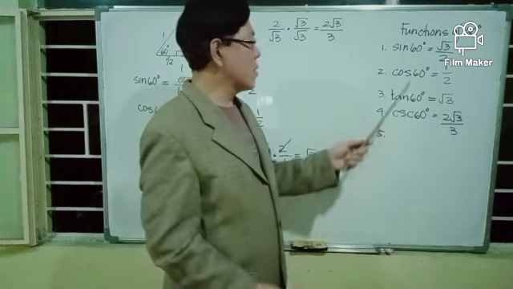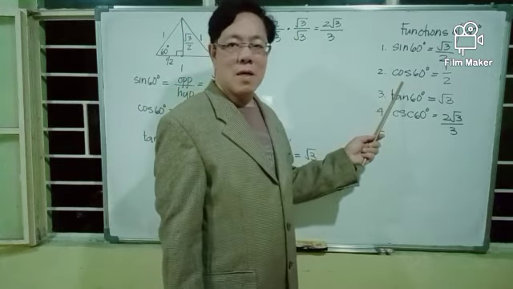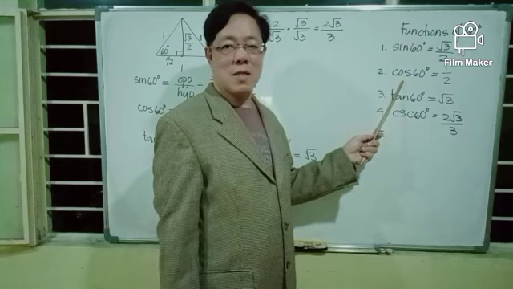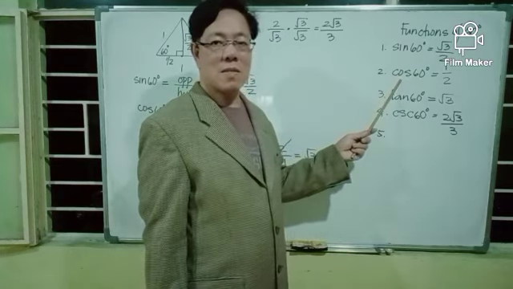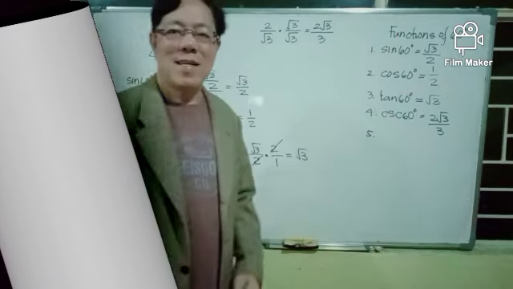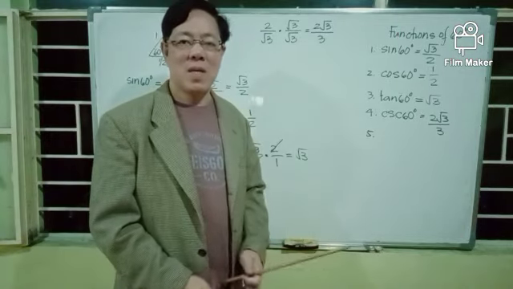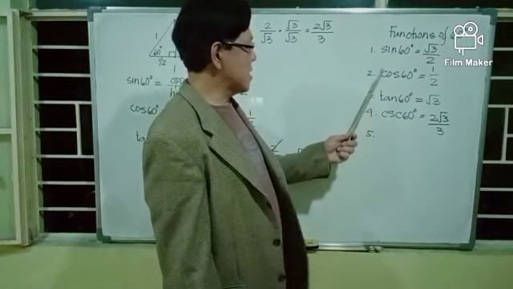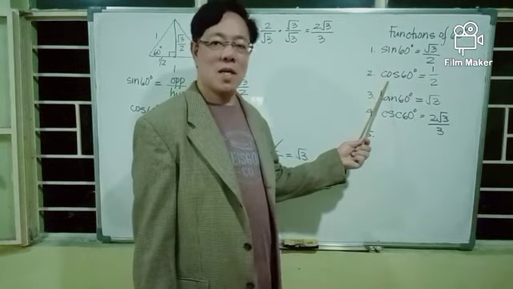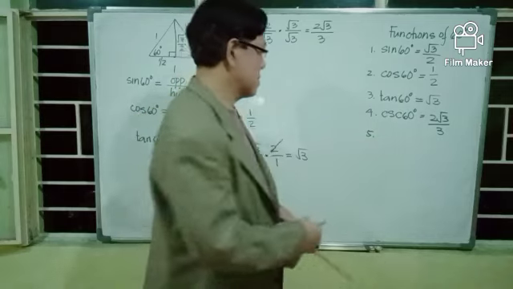Next, we find the value of the secant of 60 degrees. Secant is the reciprocal of cosine of 60 degrees.